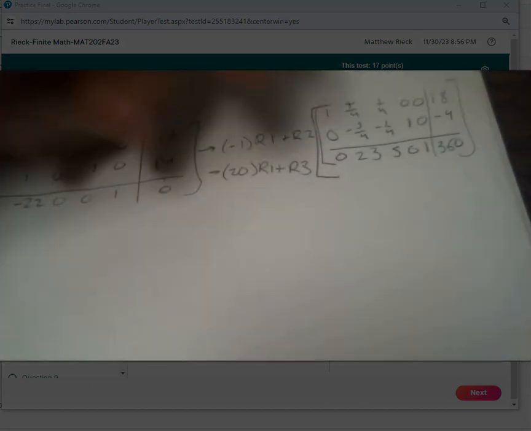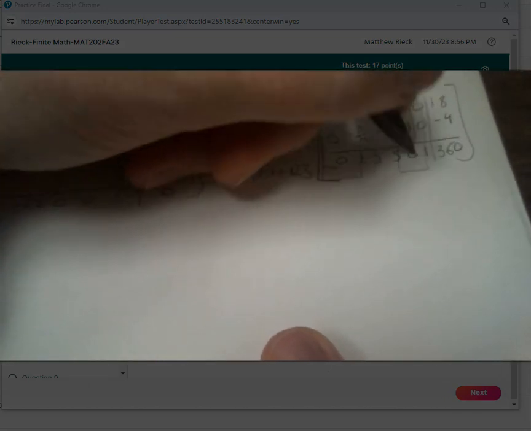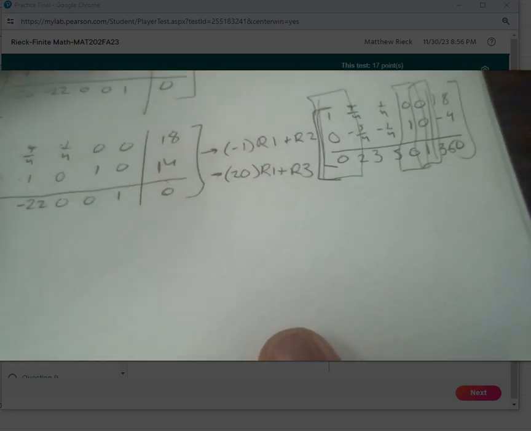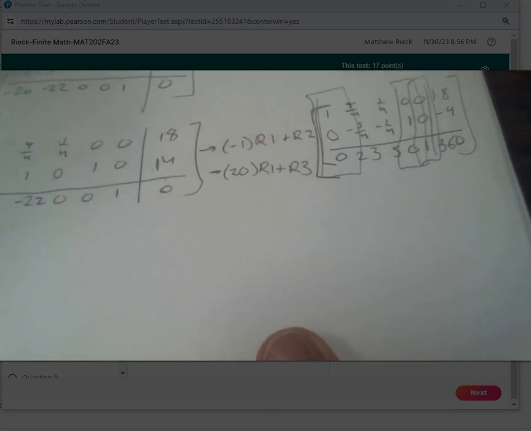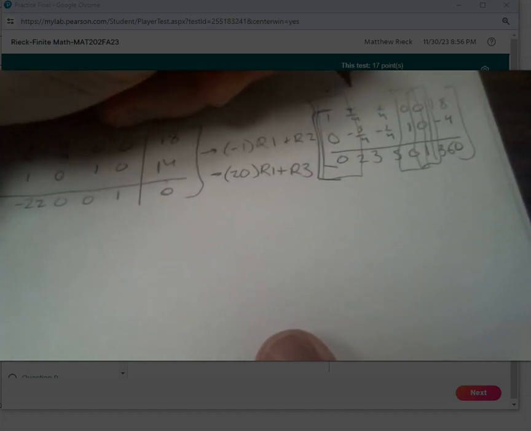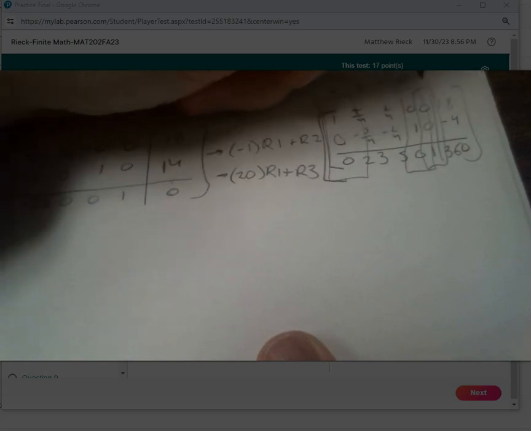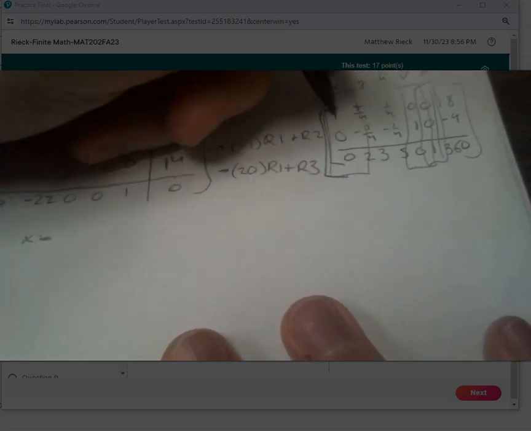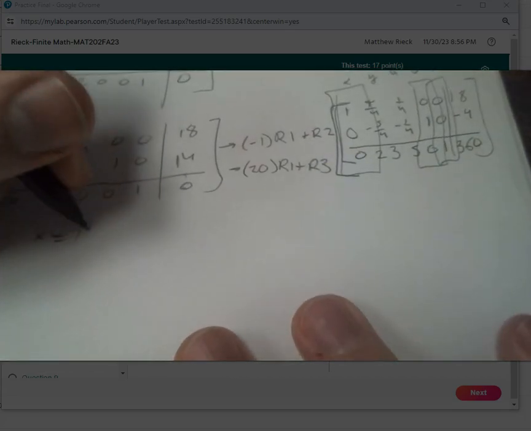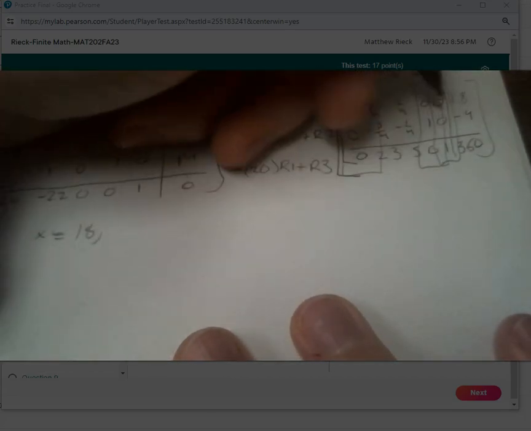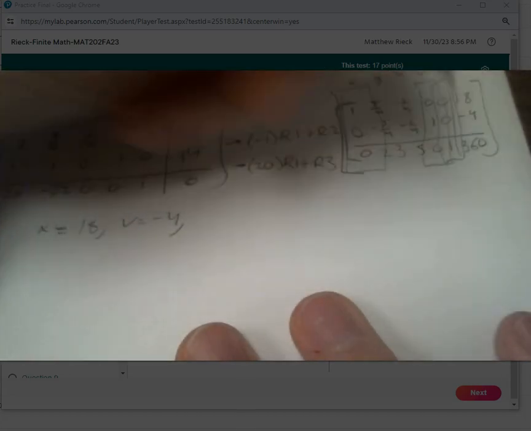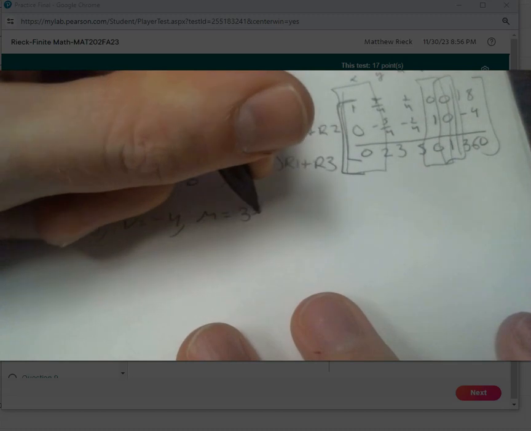So then to read off the solution, you're looking for variables where you have 1 in one of your columns and zeros everywhere else. And for those, you can just read straight across. So you have x, y, u, v, and m. In this case, this corresponds to the solution x equals 18. We have v equals -4, and we have m equals 360.